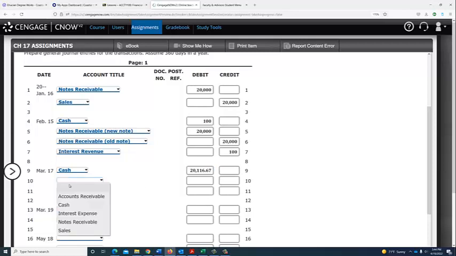Now I need to take the notes receivable off the books because it has been cleared up, paid in full, and then I'm going to record the interest revenue.